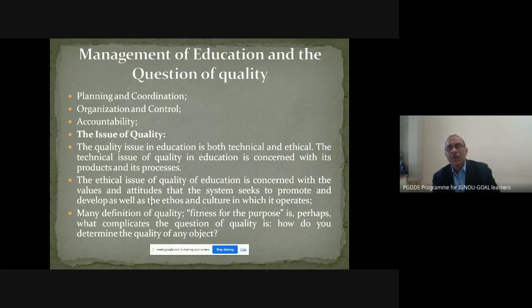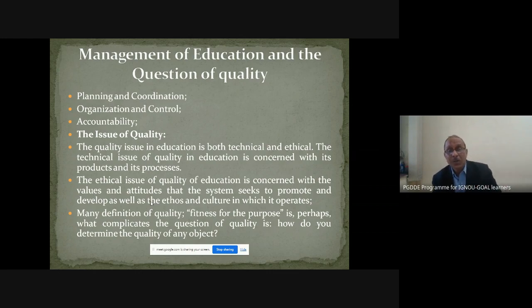And the quality of education is both a technical issue and an ethical one. The technical issue of quality in education is concerned with its products and its processes. It's what type of graduates I am producing through my university. That's the product, graduates. And what are the processes that I follow? I have good teachers, I have a good curriculum, I have good teaching methods. That's all called the processes. So quality is seen from both the process point of view and the product.